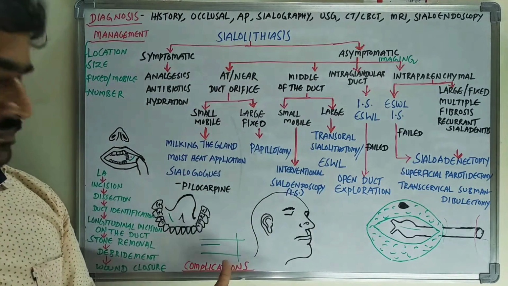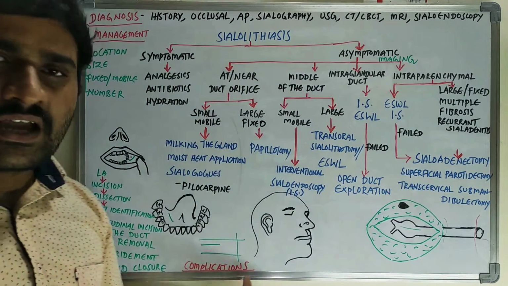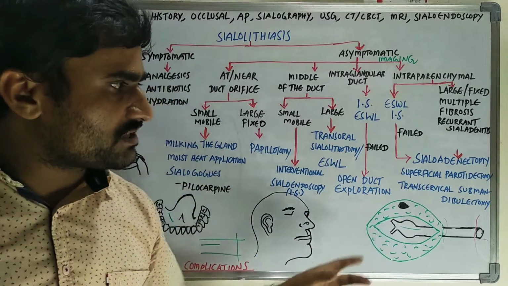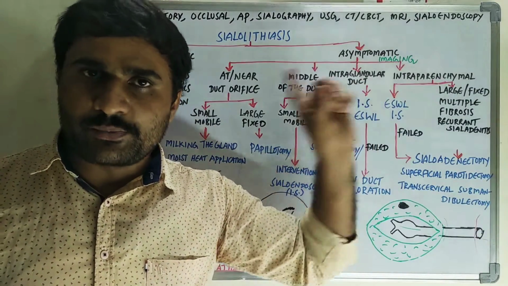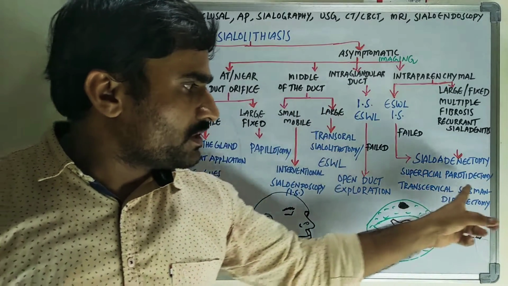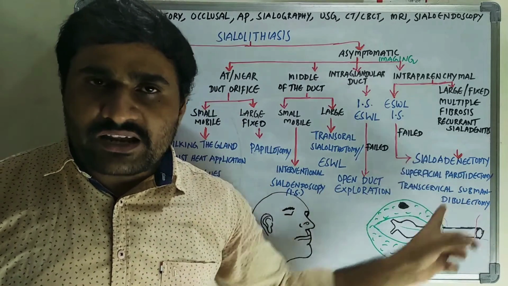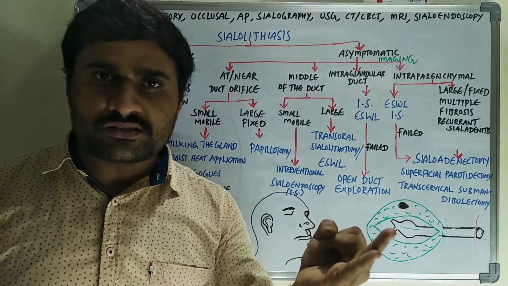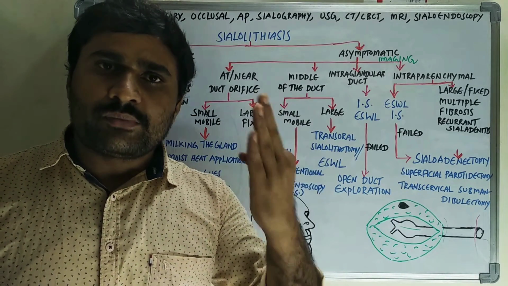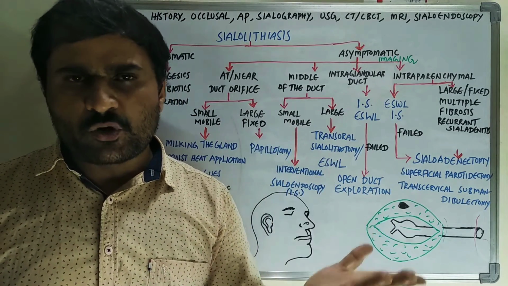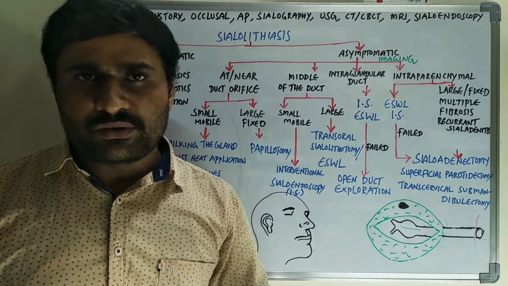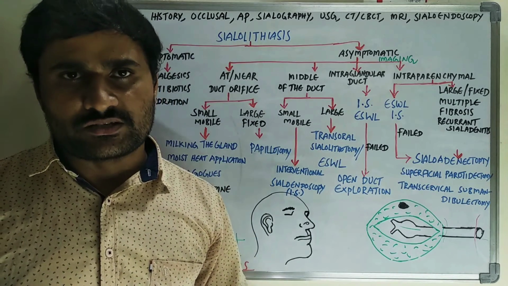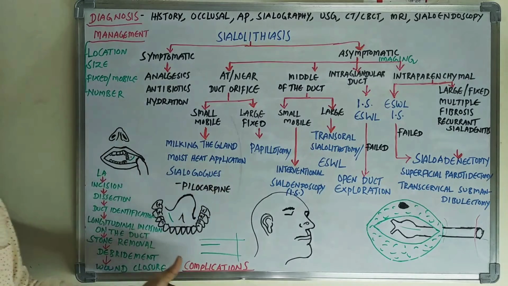This is the algorithm. Then complications: I have already described the complications for superficial parotidectomy in the parotidectomy video. In the case of submandibulectomy, you may injure the lingual nerve, right, or hypoglossal nerve, or marginal mandibular branch of facial nerve, right, hematoma, bleeding. All these are the complications. You can write those things, right? So this is all about sialolithiasis.